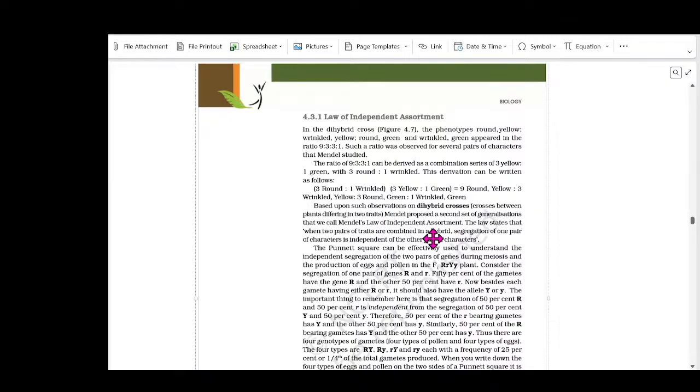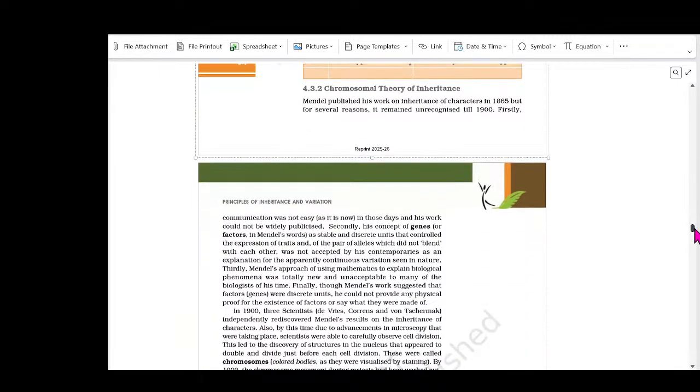that we call Mendel's law of independent assortment. The law states that when two pairs of traits are combined in a hybrid, segregation of one pair of characters is independent of the other pair. Means going of R in the gamete is not dependent upon Y, and vice versa. Means going of Y allele in the gamete is not dependent upon R. Right? So this probability table can be read from the book only. Otherwise, I will be explaining the diagram.